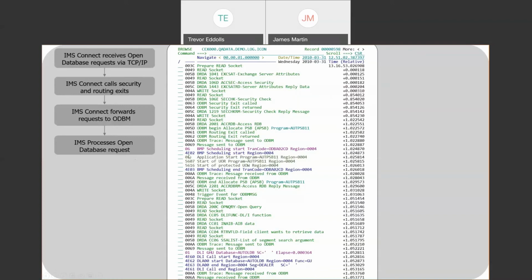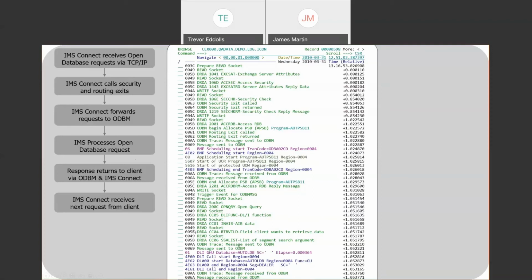You can see here the 4EZ002, the BMP scheduling start 06, and the 40EZ02. That's the ATF record and the monitor record. And here's our 08 application start, so we're actually starting our processing in IMS. The response returns via ODBM to IMS Connect. You can see the start of unit of recovery, scheduling end, message received from ODBM. So again, we're flowing through this transaction.